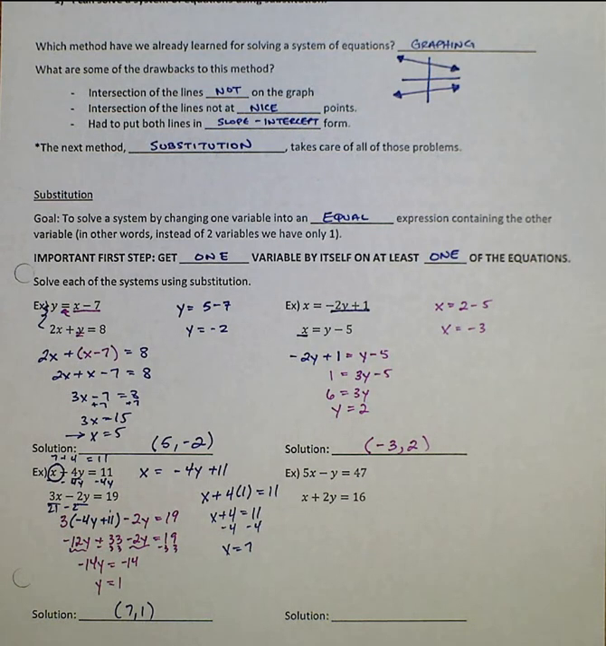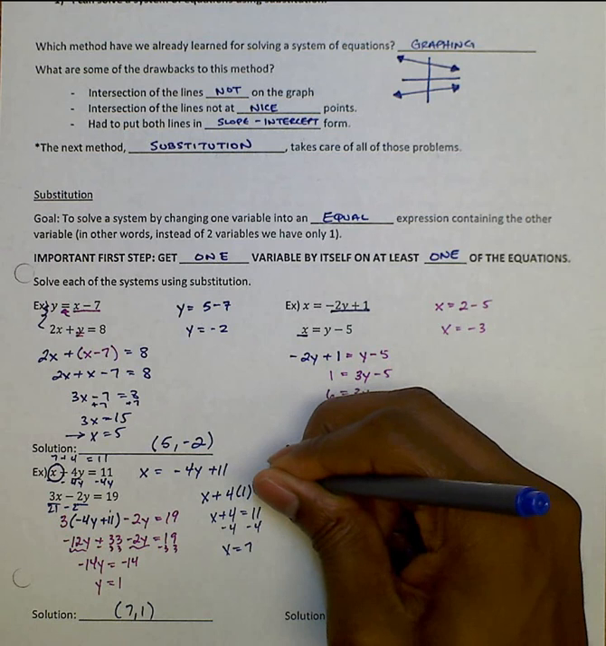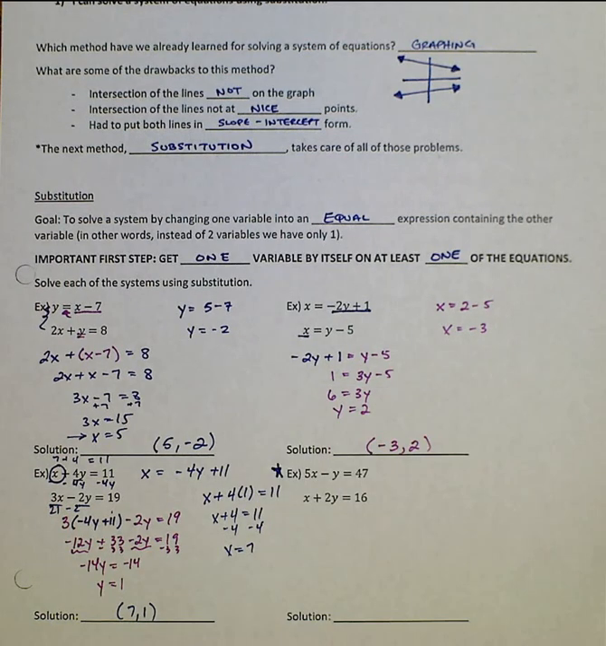All right. I would like for you to try this last problem out and bring it to me completed. Okay. So look at the problem, say which variable is going to be the easiest to get by itself. Get it by itself, substitute it in, and solve for both x and y.